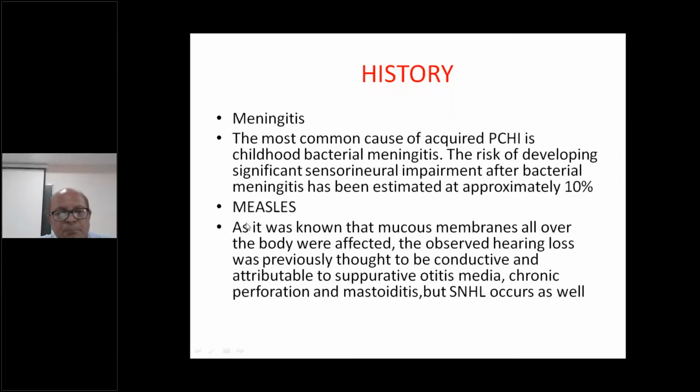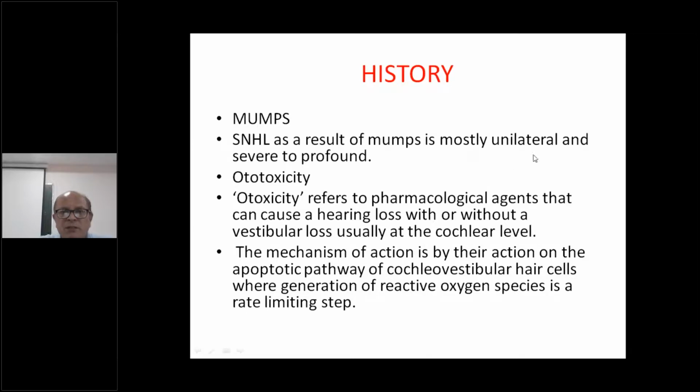What happens in measles is that it decreases the immunity of the child, and that becomes a very good setting for an opportunistic bacterial infection, leading to suppurative otitis media. So previously they were thinking the hearing loss was purely conductive, but now it has been seen that even sensorineural hearing loss also occurs with measles. Mumps, mostly unilateral, I have told you, and leads to severe to profound hearing loss.